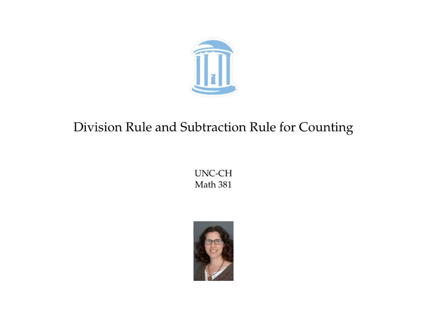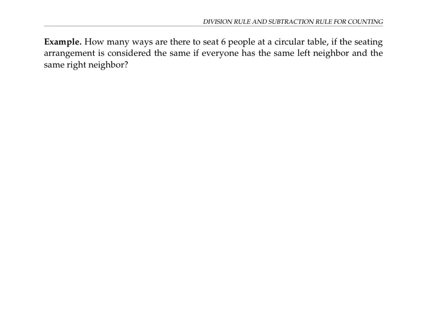Sometimes, to count efficiently, we need to use division or subtraction. This video shows how. As our first example, let's figure out how many ways there are to seat 6 people at a circular table.